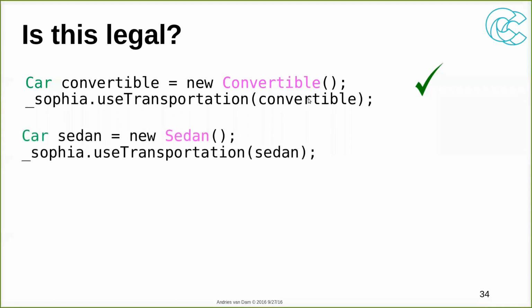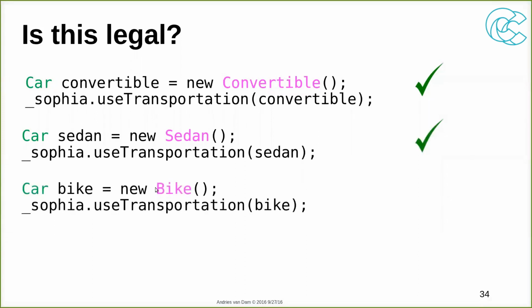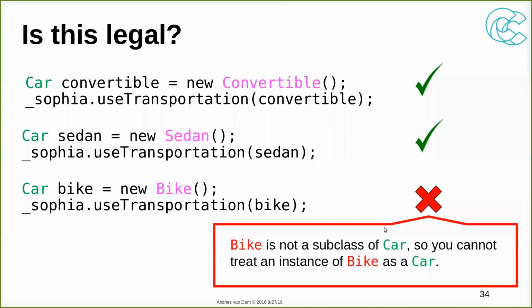So next one. Is this legal in terms of Java syntax? Assuming that sedan is a child of car. Yes, this is also legal, right? So what about this one? Now bike is not a child of car, but we are still using this. Do you think this is correct? Not legal. Yeah, this is not legal, right? Because it's not a subclass of car. So that's why you cannot treat an instance of bike as a car.